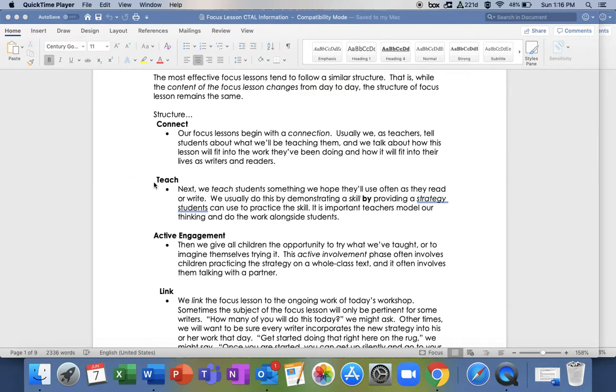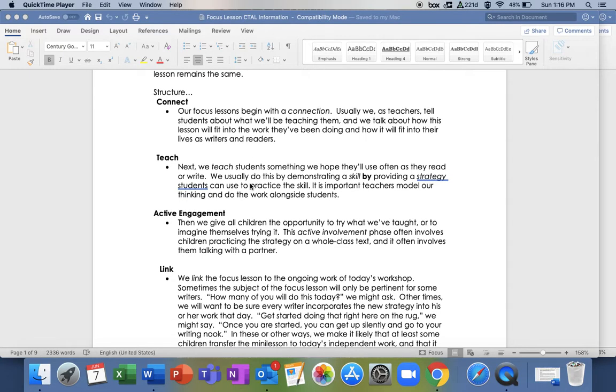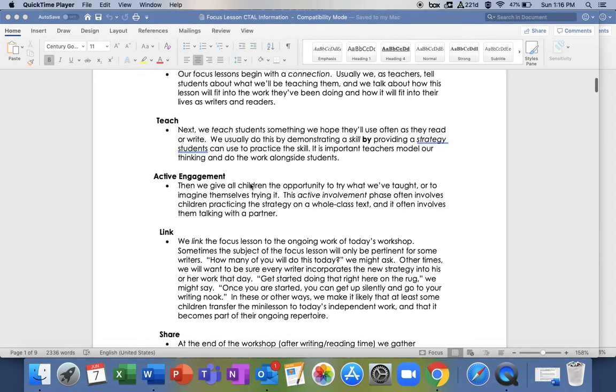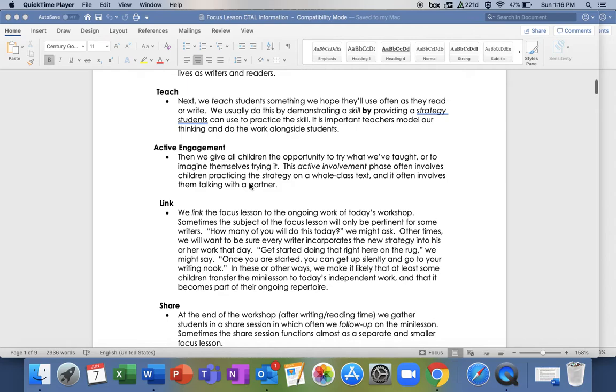The next component is the teach. This is where the teacher does the talking and the students do the listening. Teachers usually demonstrate a skill by providing a strategy students can use to practice that skill when moving off into their independent practice time. It is very important in this component that teachers model their thinking and do the work alongside students, so the students see the teacher as both a reader and a writer.